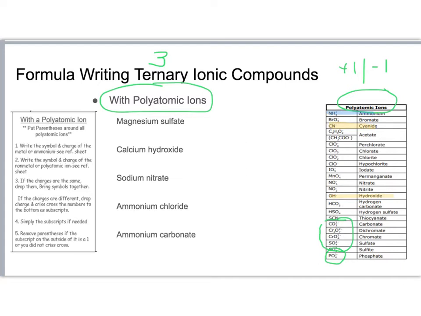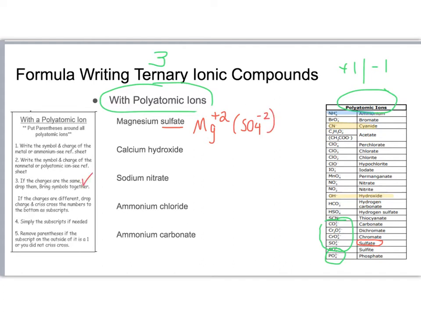So let's start off with magnesium sulfate. Magnesium symbol is Mg, and it has a charge of +2. I notice that the back part of the name is ending in -ate, and that tells me that I'm going to be looking at the polyatomic ion sulfate. So according to the chart, and I'm going to wrap it in parentheses, it is SO4 -2.